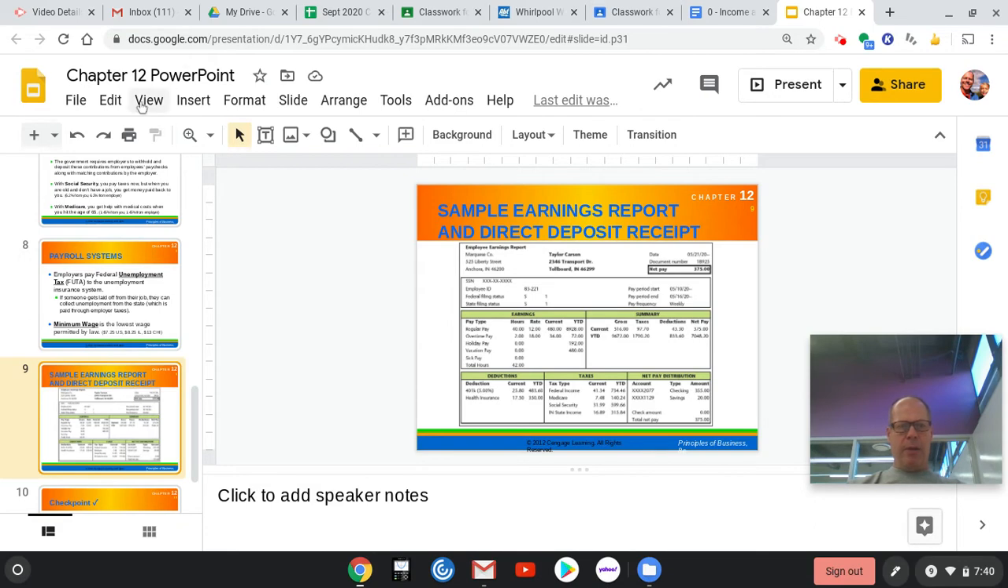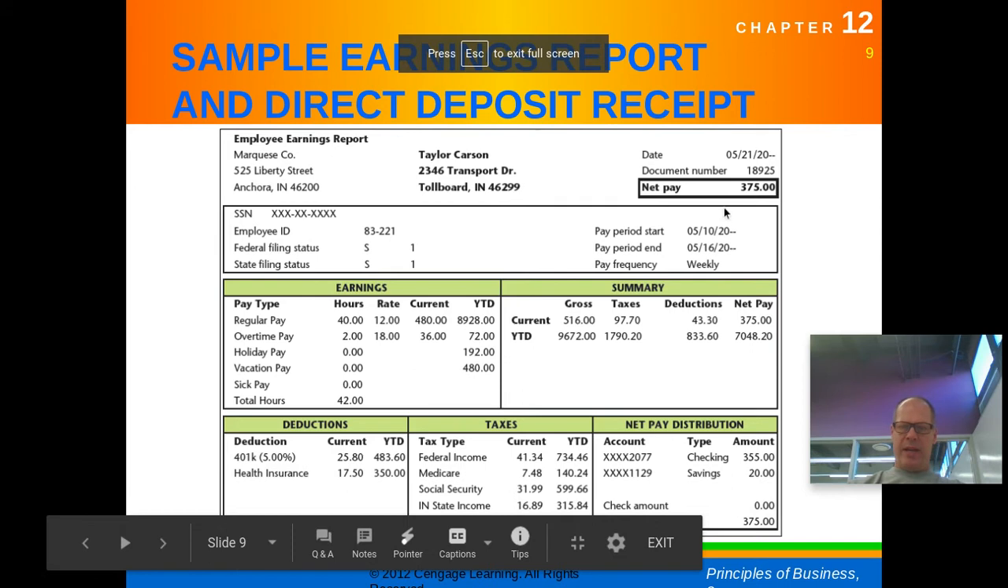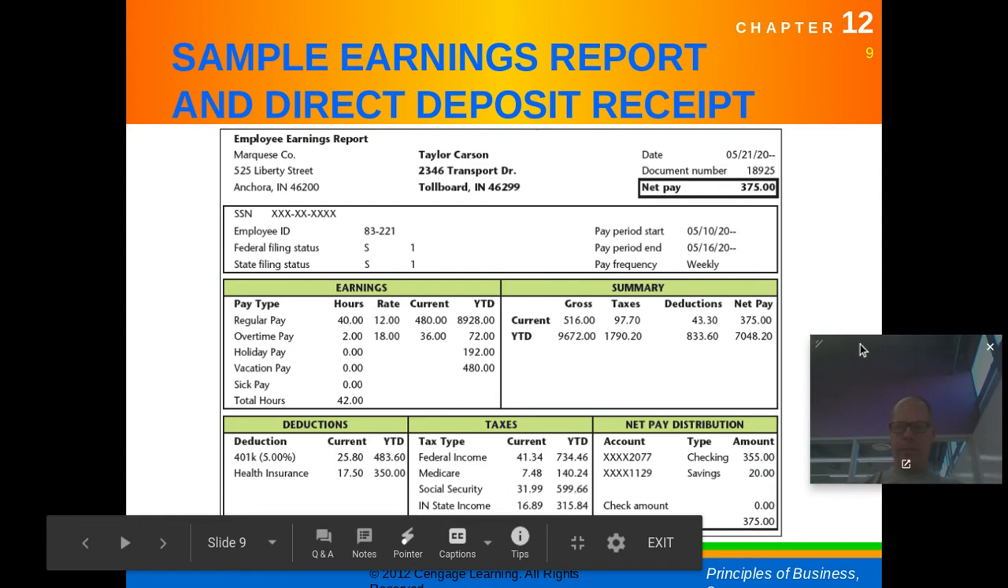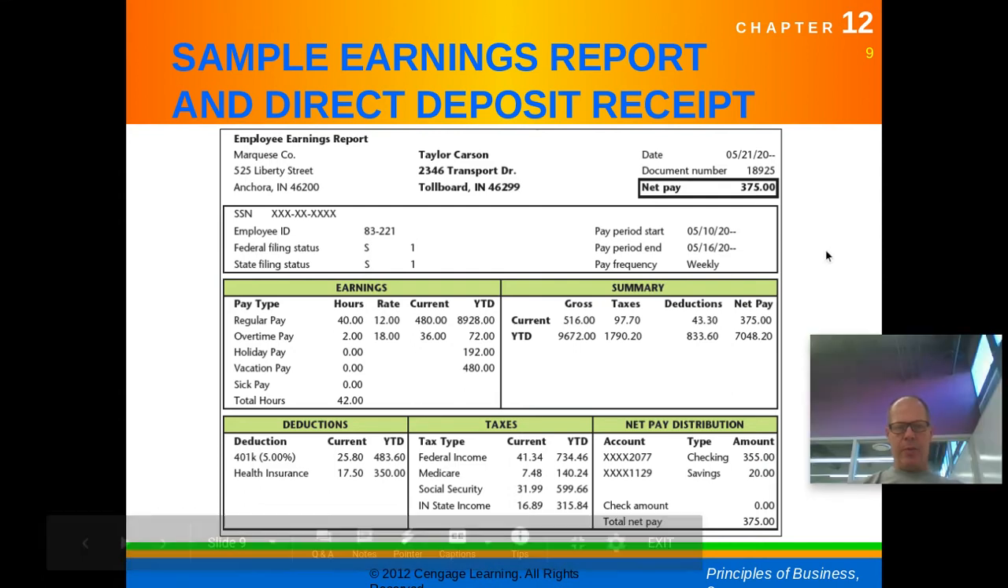On the PowerPoint on slide 9, it shows an example of a pay stub. So usually you only get this electronically now. Most companies won't send it to you in an envelope anymore. But up here it just has the company name and then the employee's name that's getting the pay and a date range, internal company number, and then it has the net pay. So this person's getting paid $375 for this pay period.